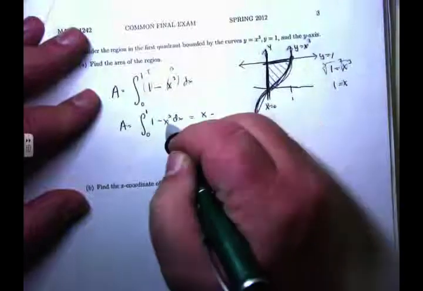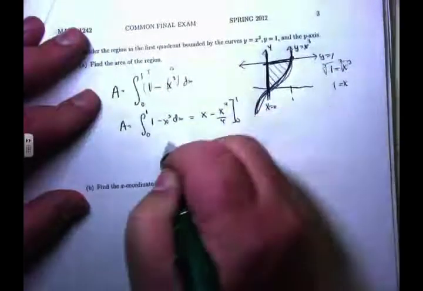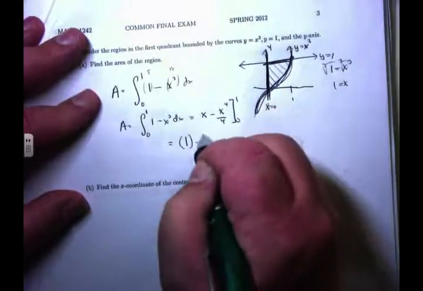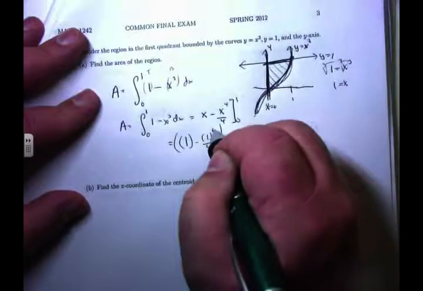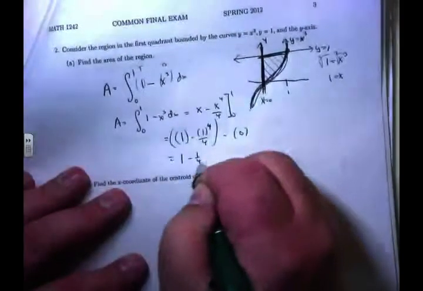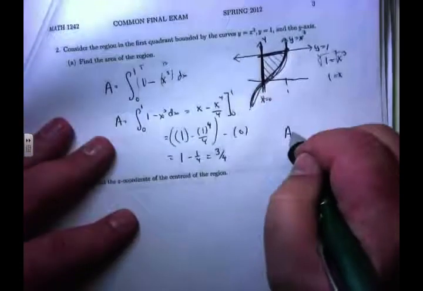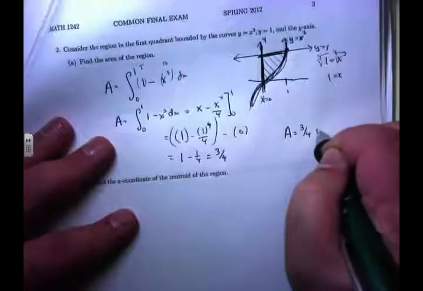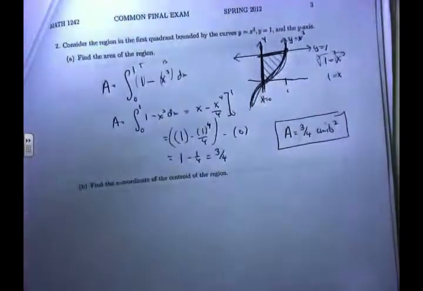Integrate this thing: the integral of 1 is x, the integral of x cubed is x to the 4th over 4. Evaluate it from 0 to 1. According to the fundamental theorem, you plug in top minus plug in bottom. The bottom is 0, and 0 minus 0 to the 4th divided by 4 is still 0. So this is equal to 1 minus a quarter, which is equal to 3/4. So the area is equal to 3/4 unit squared, because my guys have been programmed about that. Always pay attention to units.